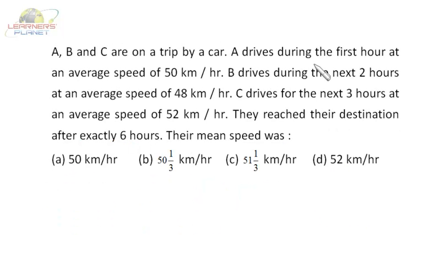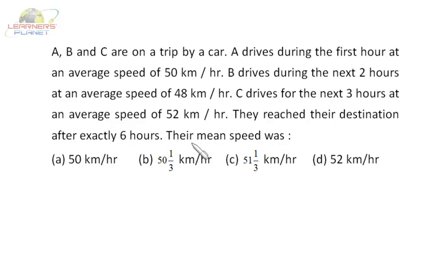Yeah, let's see this question. A, B, and C are on a trip by a car. A drives during the first hour at an average speed of 50 km per hour. B drives during the next 2 hours at an average speed of 48 km per hour. And C drives for the next 3 hours at an average speed of 52 km per hour. They reach their destination after exactly 6 hours. What is their mean speed?